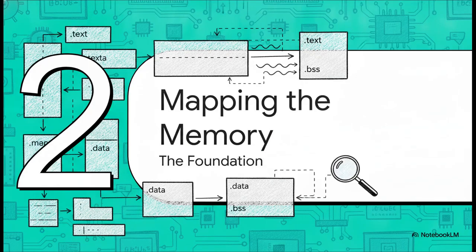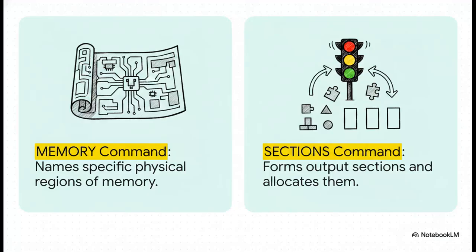Moving on to Section 2, Mapping the Memory, the Foundation. Okay, let's dive right into this. A linker script essentially relies on two massive foundational pillars: the memory command and the sections command. The memory command assigns names to specific physical regions of memory. Think of it as defining the actual map. The sections command, on the other hand, does two things at once. It forms output sections from your input sections, and then it allocates those output sections into the memory regions you just defined. It's basically the traffic cop directing the actual code onto the map.